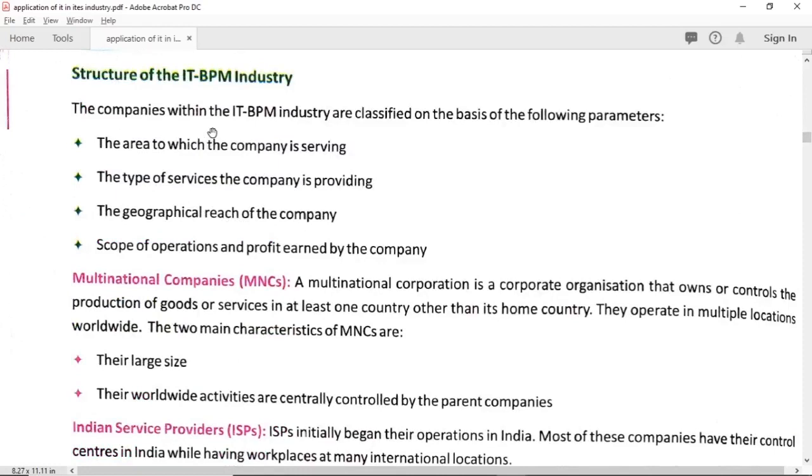So what are the structures as it is defined over here for IT BPM industry? The company within the IT BPM industry are classified on the basis of the following parameters: the area to which the company is serving. They first have to understand what they have to do for the company they are attached with or the company they have tied with. Then the type of services the company is providing, they have to look after. What are the geographical reach of that business, they have to study. And what are the scope of profit earned by the company, means what are the area to which their business has spread around. So these type of companies are very large scale or big companies.